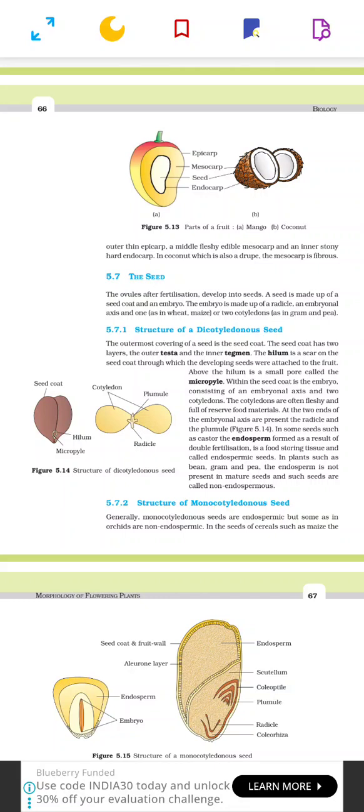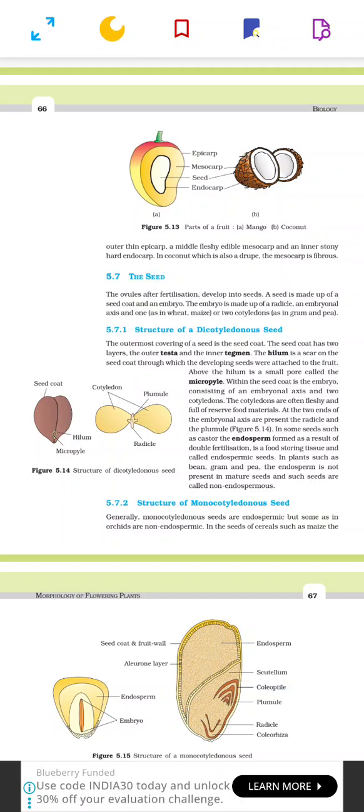The outermost covering of a seed is the seed coat. The seed coat has two layers, the outer testa and the inner tegmen. The hilum is a scar on the seed coat through which the developing seeds were attached to the fruit. Above the hilum is a small pore called the micropyle. Within the seed coat is the embryo consisting of an embryonal axis and two cotyledons. The cotyledons are often fleshy and full of reserve food material. At the two ends of the embryonal axis are present the radicle and the plumule.